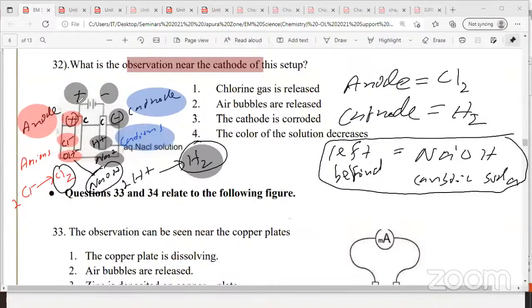So first, you have to separate anode and cathode, plus and minus, then separate the ions and write the reaction. That's it. What is the first step? Look at the battery. What is the next step? Label anode and cathode. What is the third step? Separate the ions. Fourth, write the reaction. That's it. First look at the battery: battery positive is the anode side, battery negative is the cathode side, separate the ions and write the reactions.